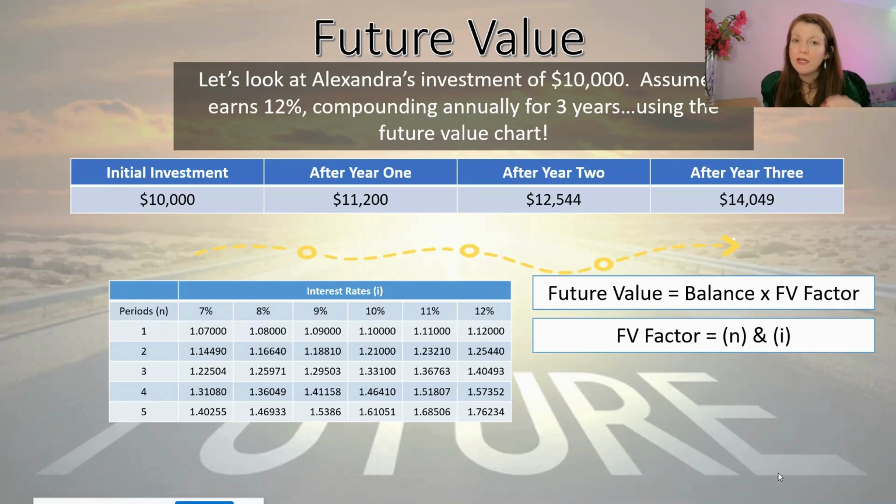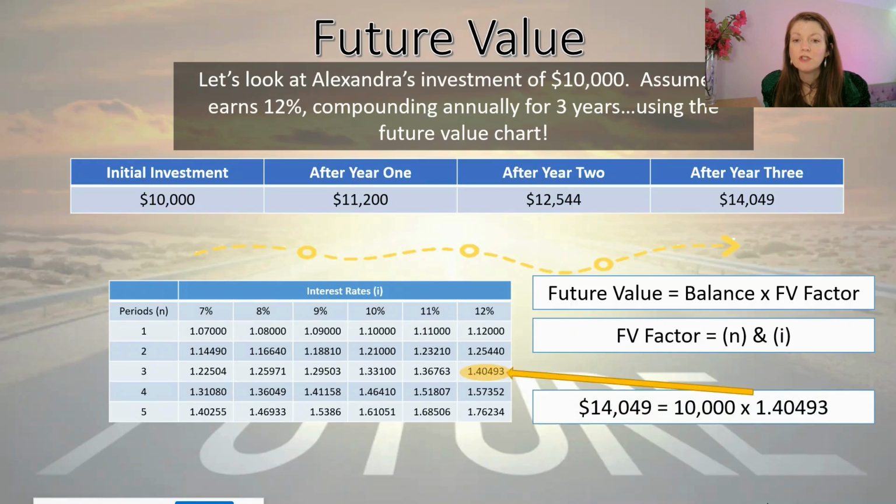So each period is when it compounds. So here she gets 12% a year. So we would go over to 12%, and it's for 3 years. So what we do is we take that factor, 12%, 3 years. Our factor is 1.40493. We just take the initial investment of $10,000 times that factor, and it gives us what it would be worth at the end of the 3 periods.